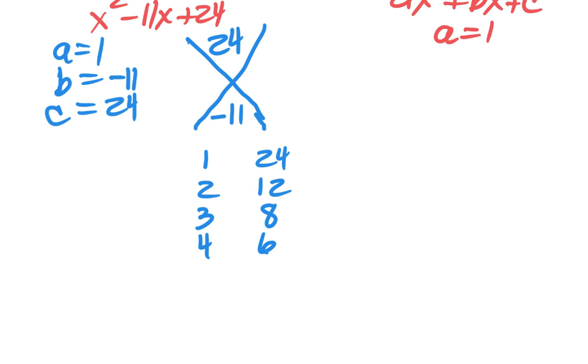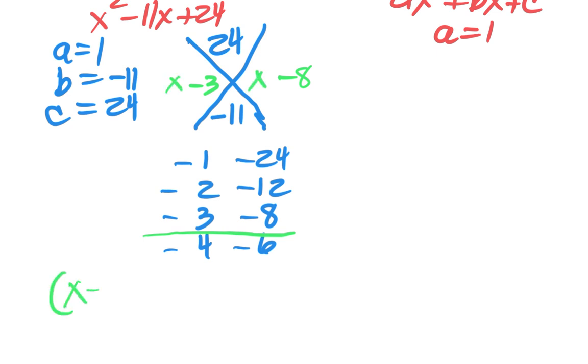Because that's a negative that we're trying to add up to, I know both of these factors need to be negative. Which one adds up to a negative 11? Now, hopefully you said negative 3, negative 8. So, negative 3, negative 8. I can put x in front of each of these, and I have my factors x minus 3 times x minus 8. All right, x minus 3, x minus 8.